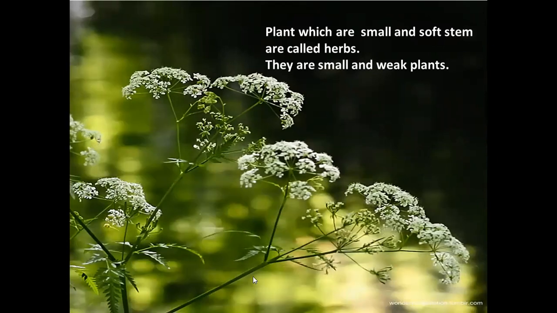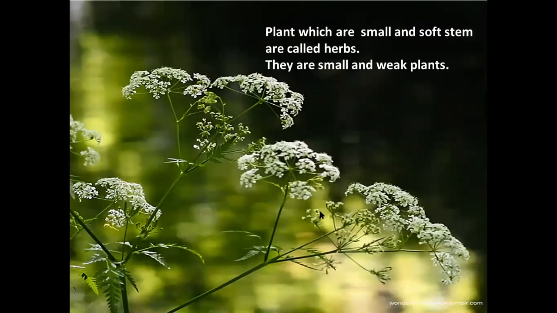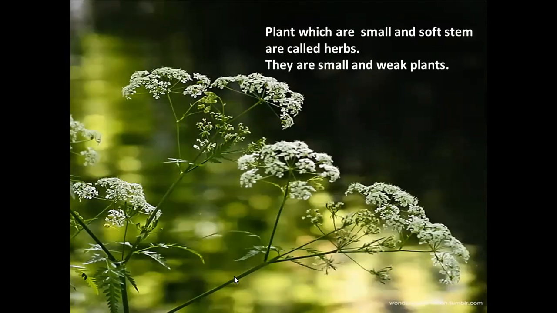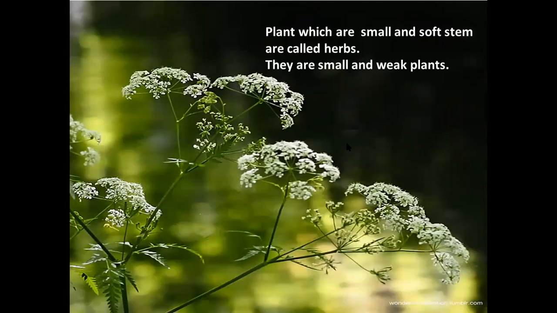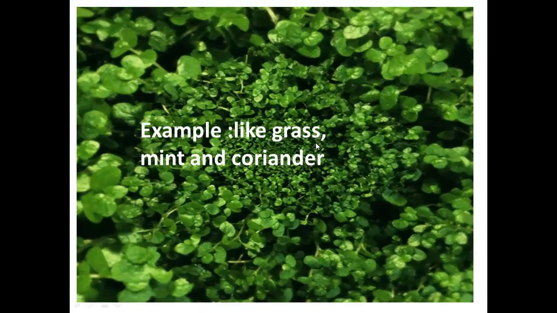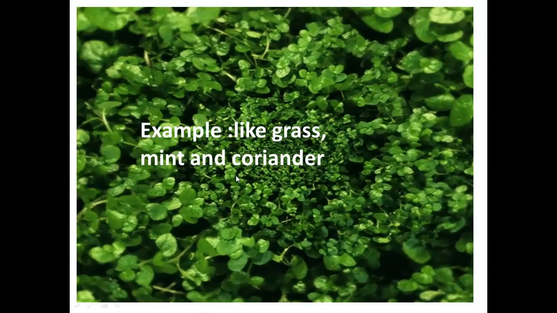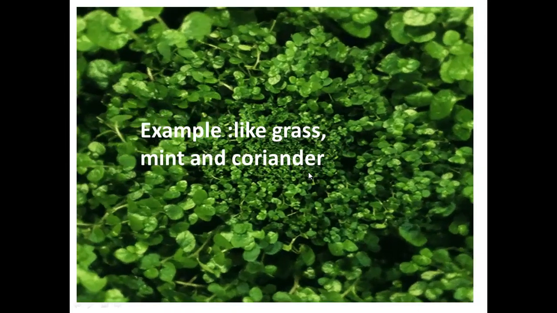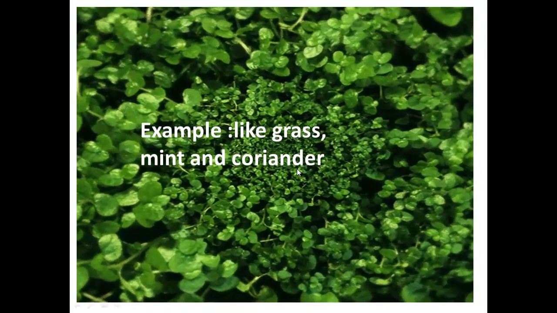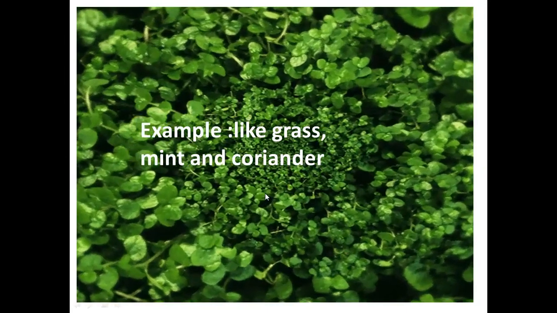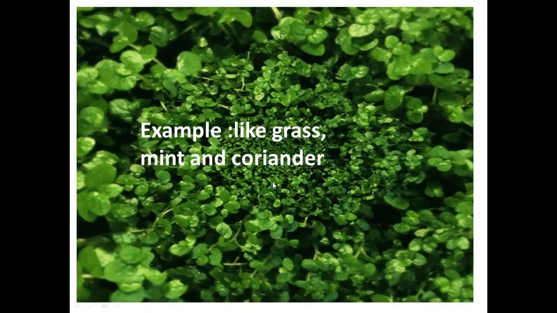Look at this picture. It is the example of a herb. You can see that its stems are soft and weak. Examples of herbs are grass, mint, and coriander. All these plants have soft stems and they are weak. That's the example of herbs.